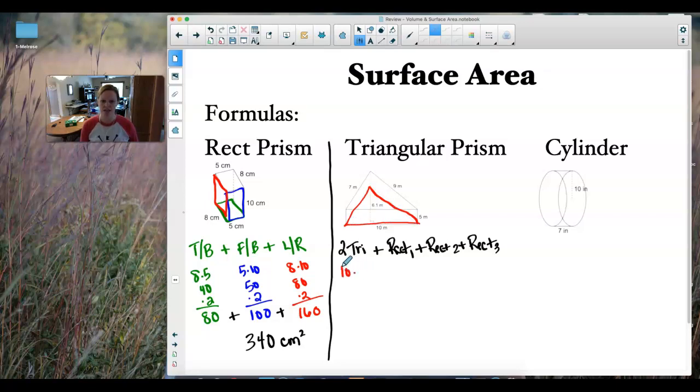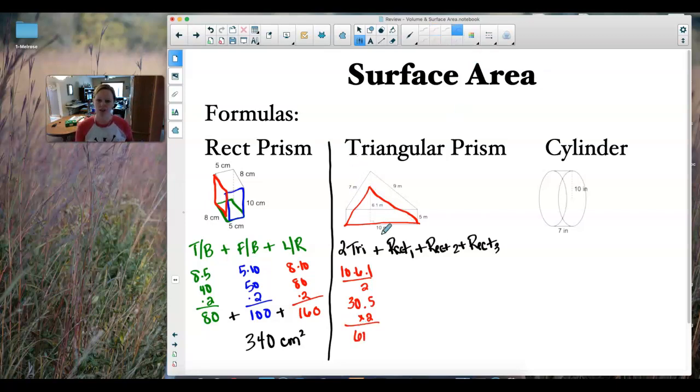So 10 times 6.1 divided by 2. And I'm going to use my calculator. 10 times 6.1 divided by 2 is 30.5. And then we have to multiply that by 2 since there are 2 triangles, the bottom and the top. So 30.5 times 2 is 61.